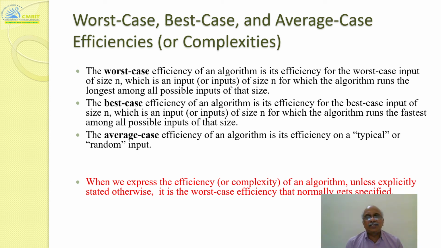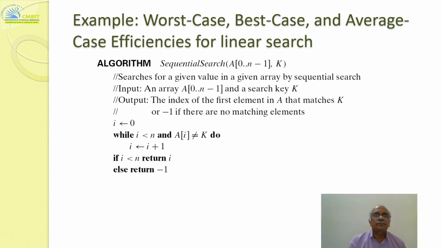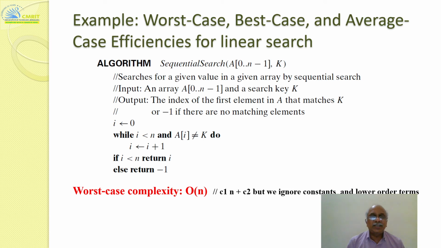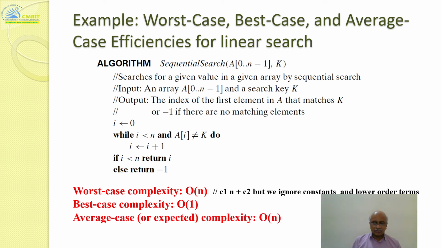So unless explicitly stated otherwise, when somebody says the complexity of a sorting algorithm is n squared, we are saying that it is a worst case efficiency or worst case complexity. In this algorithm's case, the worst case complexity is big O of n, the best case is big O of 1. We ignore the constants. And the average case also is big O of n, because even if you assume that it's 0.5n or 0.7n, depending on the probabilities, we ignore the constant and we say that the average case is big O of n.